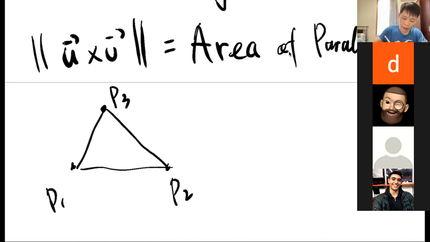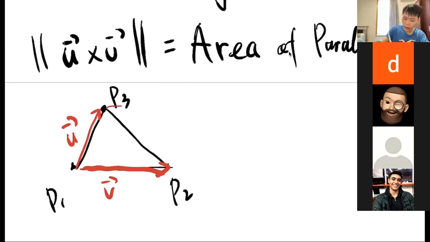Again, using similar ideas, you get a vector u and a vector v. By joining P1, P3, and P1, P2, right? So after you get the vectors, you can form a parallelogram, right? Remember, the area of the parallelogram is double that of the triangle, right?